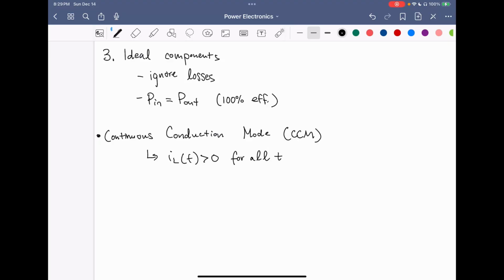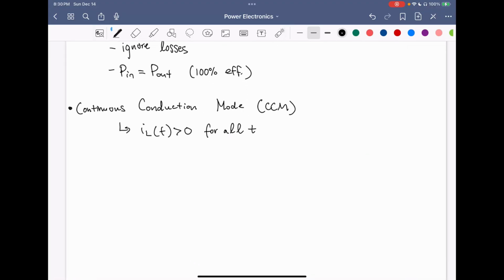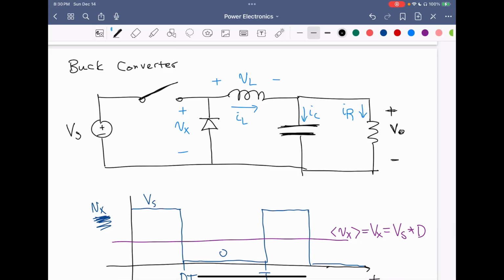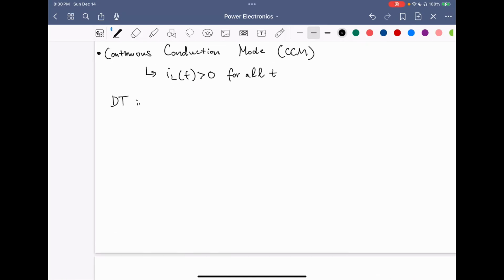So let's begin our analysis with these assumptions in mind. We will start by looking at the buck converter when the switch is turned on and when the switch is turned off. As you can see in this diagram, we're just going to break this circuit into two states. First state is during the DT interval, where the switch is turned on, and then the D prime T interval, in which the switch is turned off. So let's draw that out. DT interval, the switch is on.